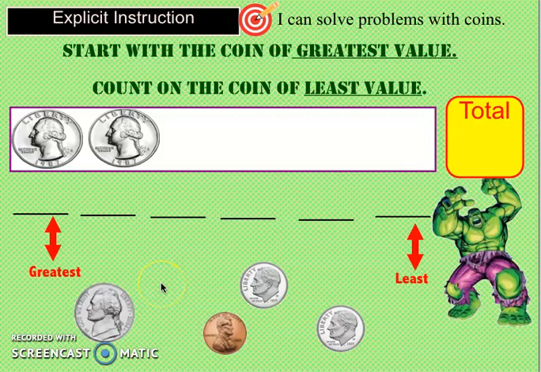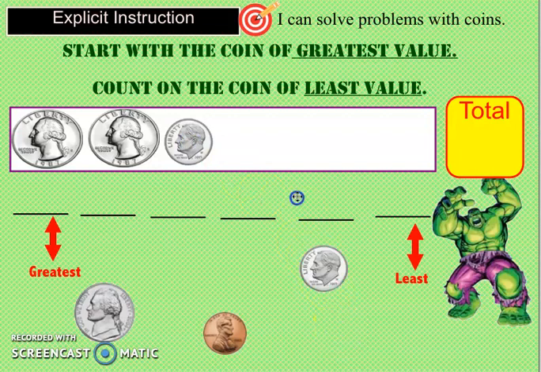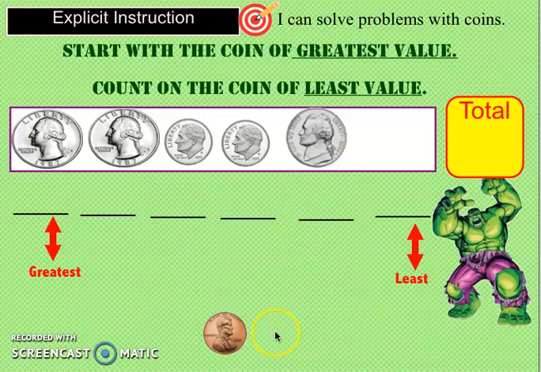And now we're thinking about which of our coins is next. Don't fall for the trick of size. Remember, our dime would be our next coin in value. We have 2 dimes here. I'm going to line them up. And then you have here your nickel. And last but not least, our penny. Good. So we've put them in order from greatest to least.